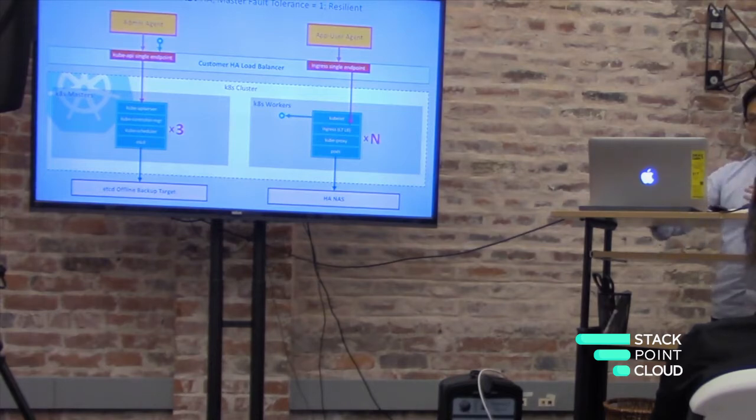You need to consider that. And here is the 5 by N cluster, right? It's the same thing, but you now have a master fault tolerance of 2 because you now have 5 etcd nodes right there in your masters.